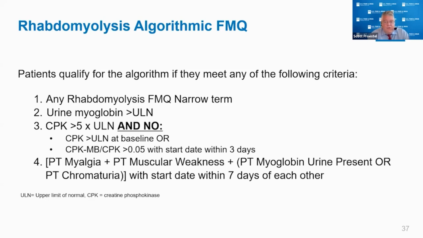And the last criterion is what's known as the rhabdomyolysis triad. So we certainly thought we should have that. It involves a combination of adverse events: myalgia, muscle weakness, and change in urine color. And we selected 7 days within each other. These all had to occur within 7 days. Next slide, please.